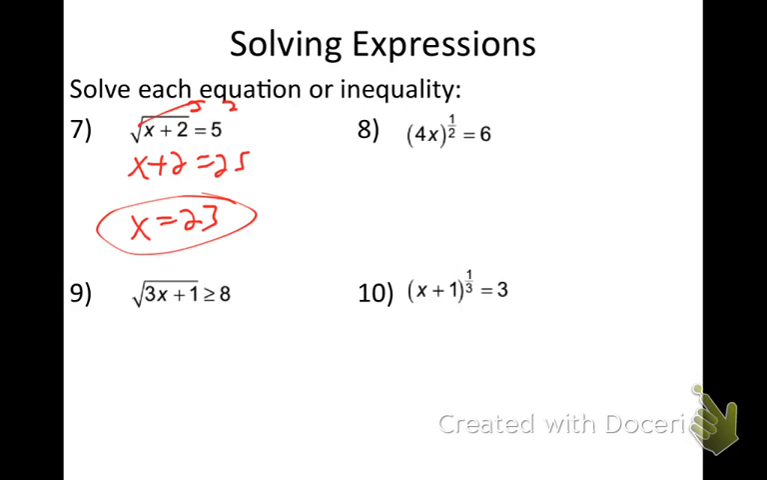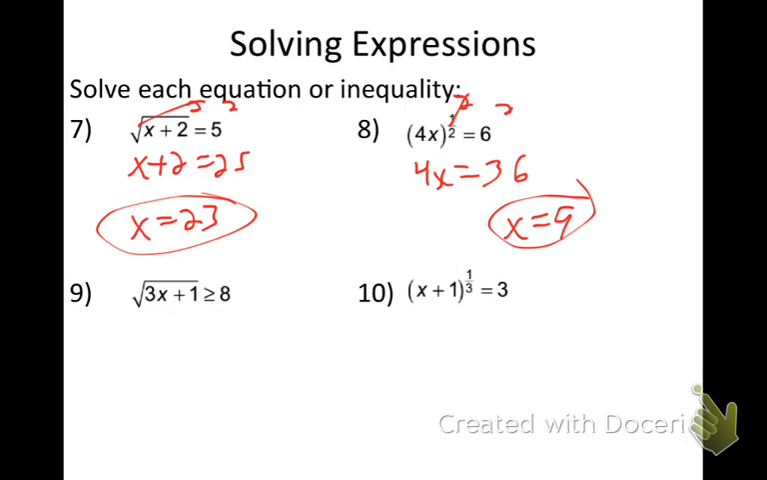Number 8. What undoes a half rational exponent? What do you need to do? Square. Cancels. I get 4x equals 36. X equals what, Pat? 9.